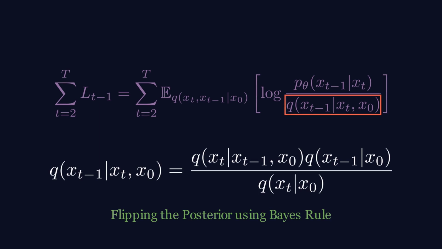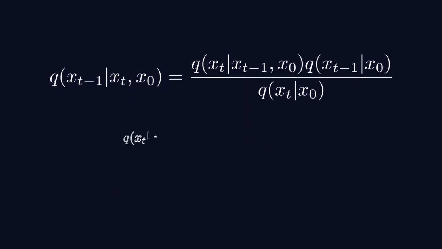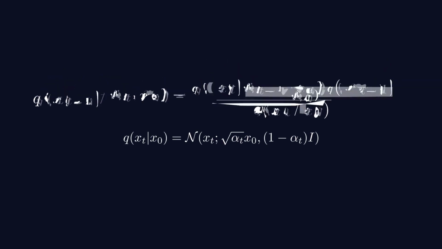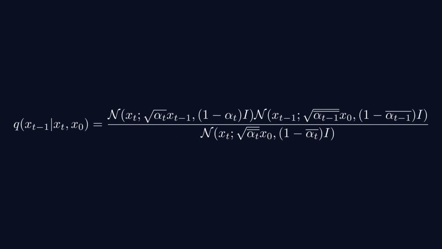From the forward diffusion process and Markov property we discussed before, remember that q of xt given x0 equals the normal distribution of xt with mean root of alpha t bar x naught and variance 1 minus alpha t bar into identity. We can write our posterior as a product of three Gaussian distributions. This form is based on the mean and variances that we had defined before.